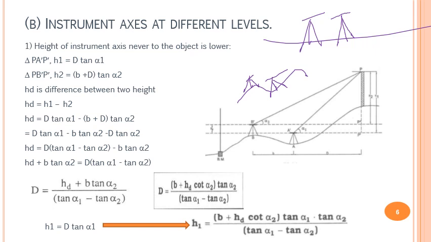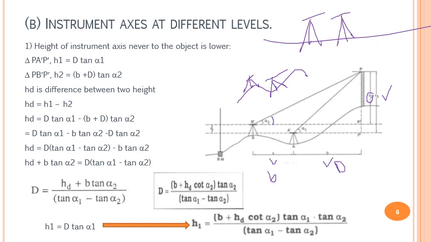Okay, now here the angle PA dash P dash, that is h1 is equal to d tan alpha 1. Okay, d tan alpha 1, this angle. Then angle PB dash P dash, h2, we need to calculate the value of the h2. This is the h1 and this is the h2. h2 is equal to b plus d tan alpha 2, this is the b and this is the d.